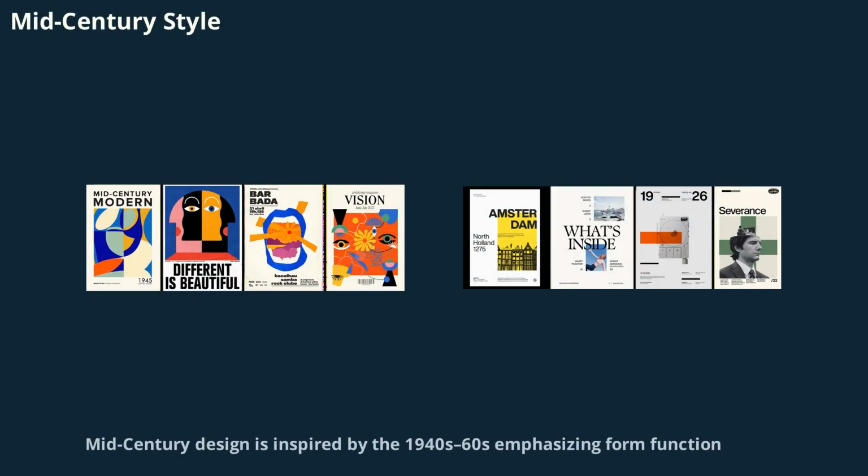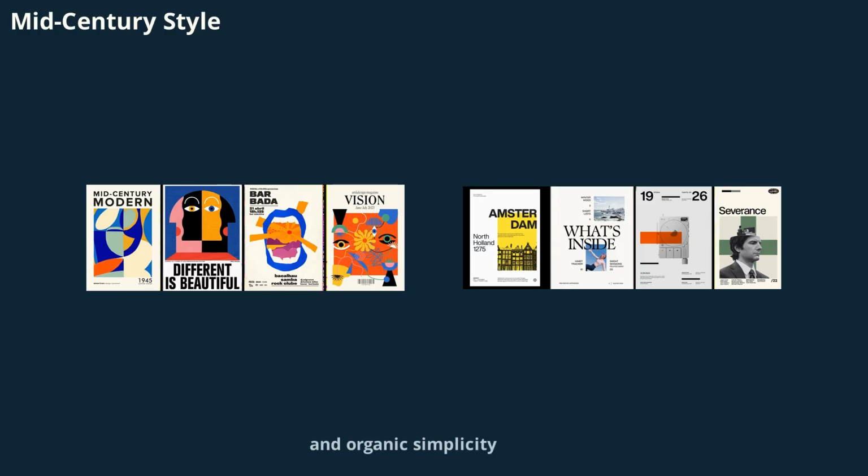Mid-century design is inspired by the 1940s-60s, emphasizing form, function, and organic simplicity. It blends bold geometry with warm textures and modern optimism. Core elements are clean lines, retro colors, boomerangs, mod patterns, and sans serif fonts. The mood is nostalgic, modernist, and optimistic, great for furniture branding, lifestyle blogs, or editorial layouts.